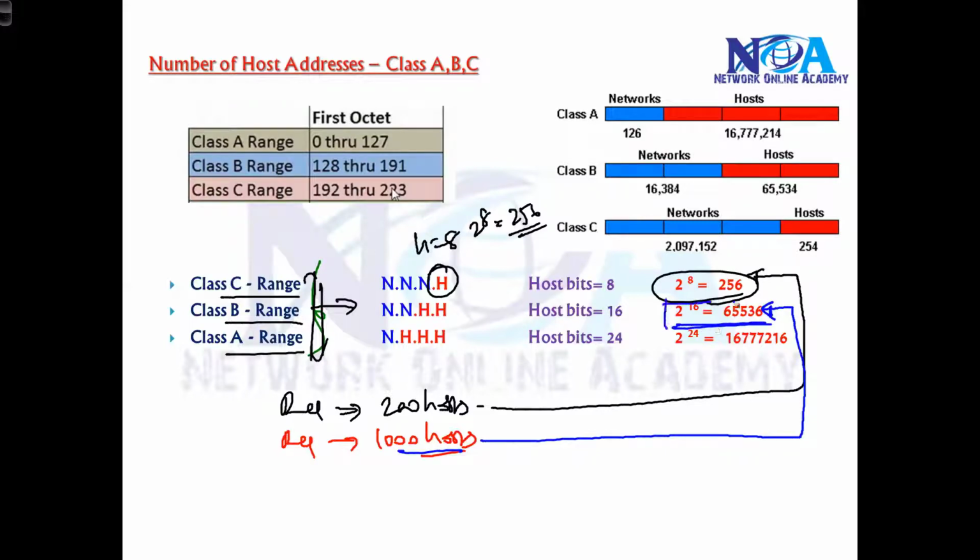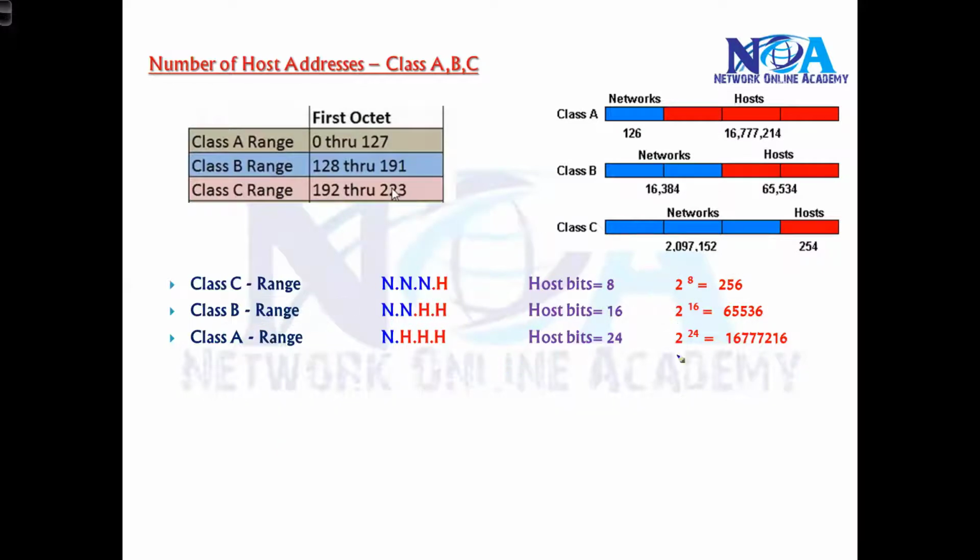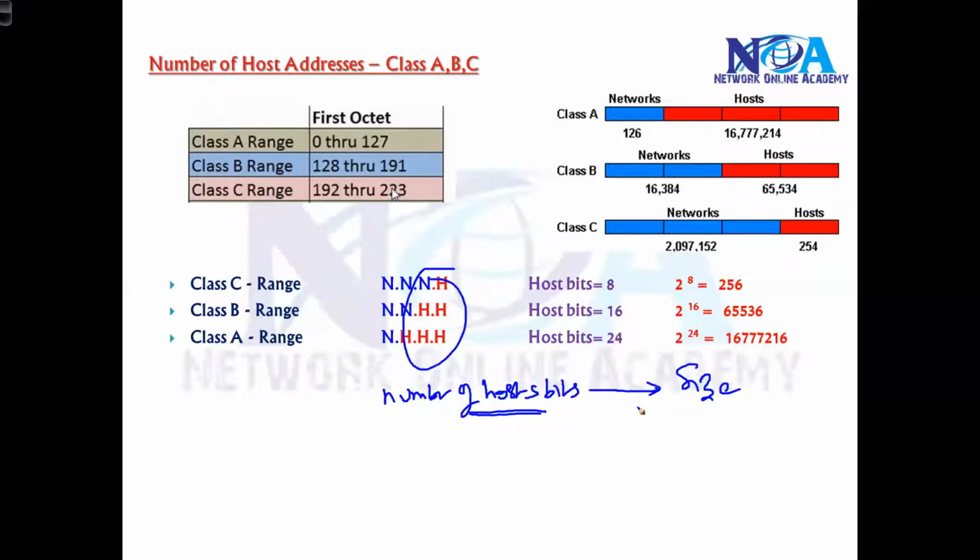B class supports 2 to the power of 16 addresses because we have 16 host bits. So you can see there are 2 network portions and 2 host portions. The size of the network is dependent upon the number of host bits. The more host bits we have, the bigger the size of the network.